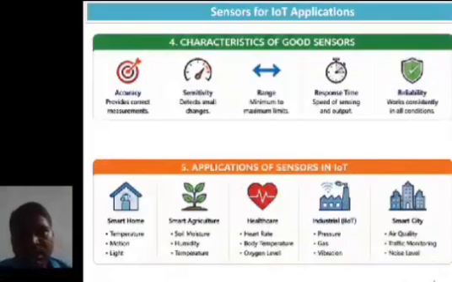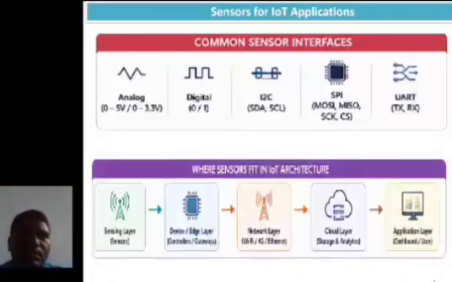And mainly the industrial IoT, the Industrial Internet of Things. Here we need gas, pressure and vibration sensors for safety and automation. And lastly, for smart city applications, for air quality, traffic monitoring and noise level, we need different types of sensors. So these applications show how sensors enable smart systems. For any smart application, we need sensors.